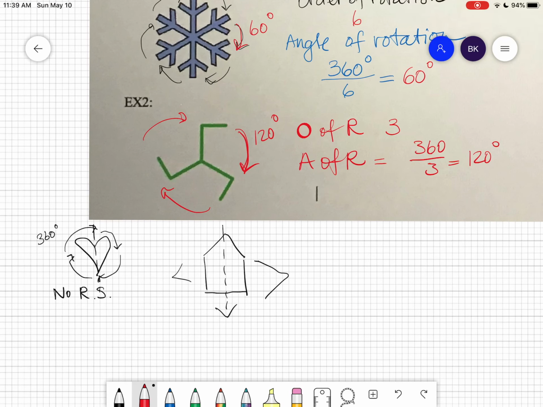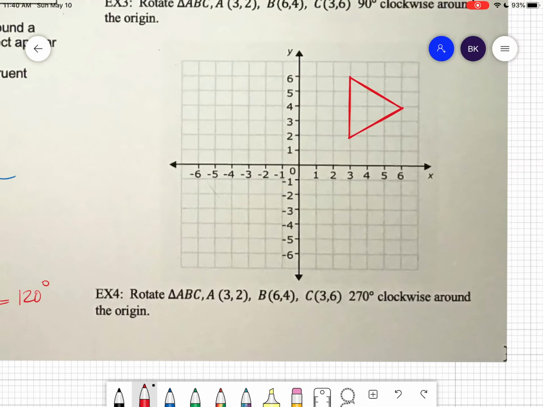I also drew some examples for you of objects that don't have rotational symmetry. Notice this heart. You have to rotate it 360 degrees for it to become its original image, so there's no rotational symmetry here. Also, this little house here, you have to rotate it 360 degrees. Remember, for rotational symmetry, it has to be less than 360 degrees, and usually it's 180. So this one also does not have rotational symmetry.